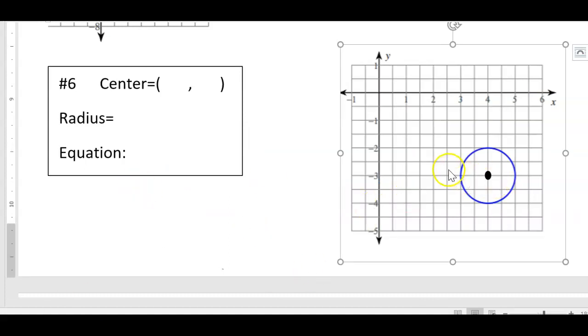Okay, so here's number 6. Find your center. So go x to 4 and then down -3. So it'd be 4, comma, -3. Find your radius. Just count. What's my radius? The radius is halfway from the center to the edge of the circle. And then write your equation.